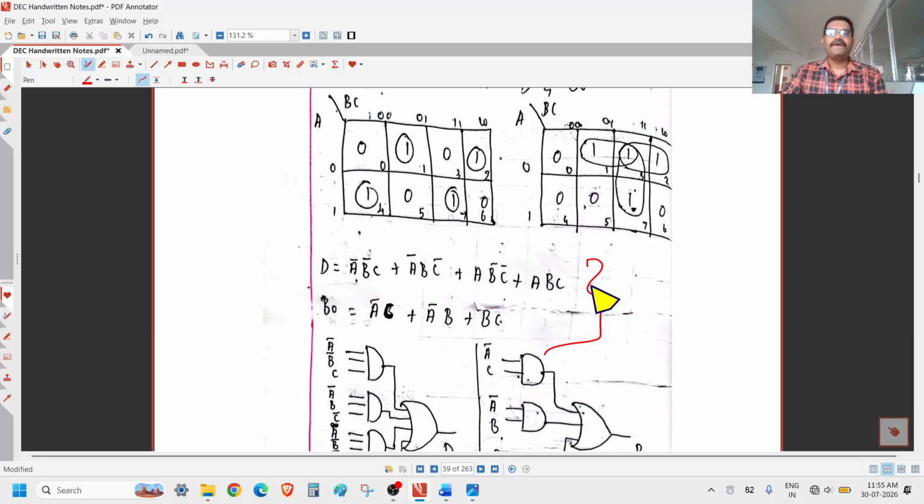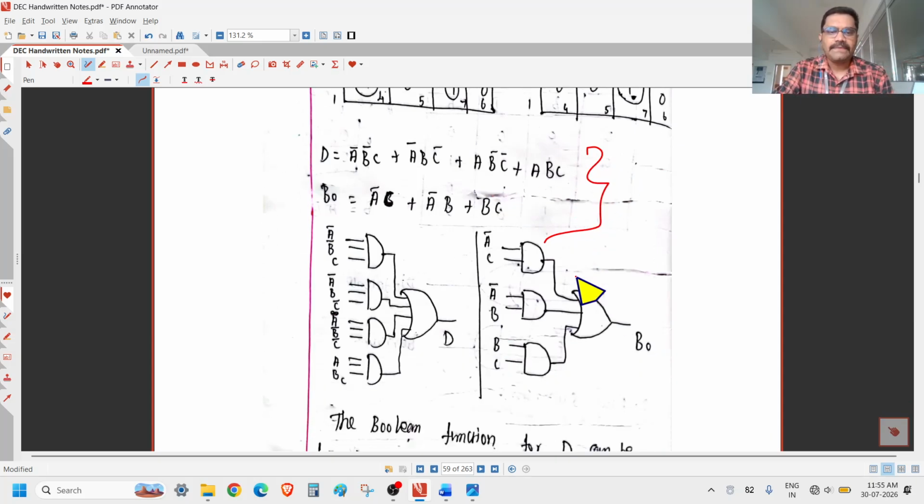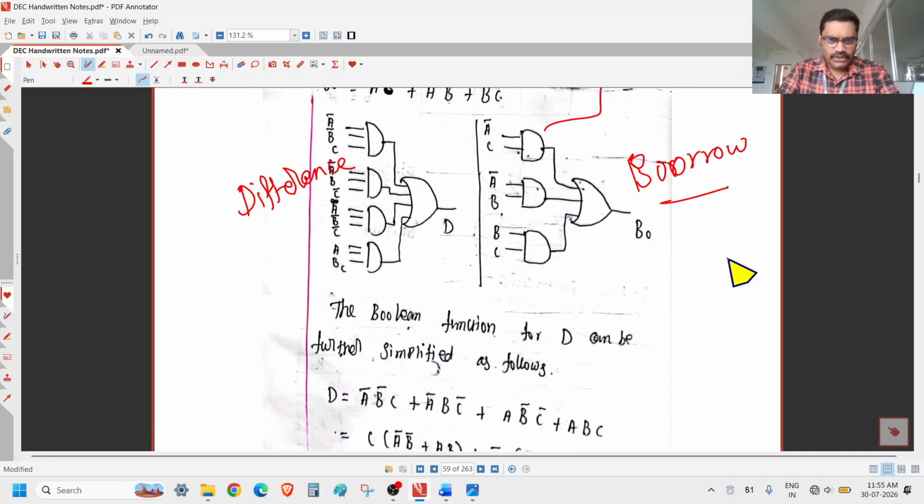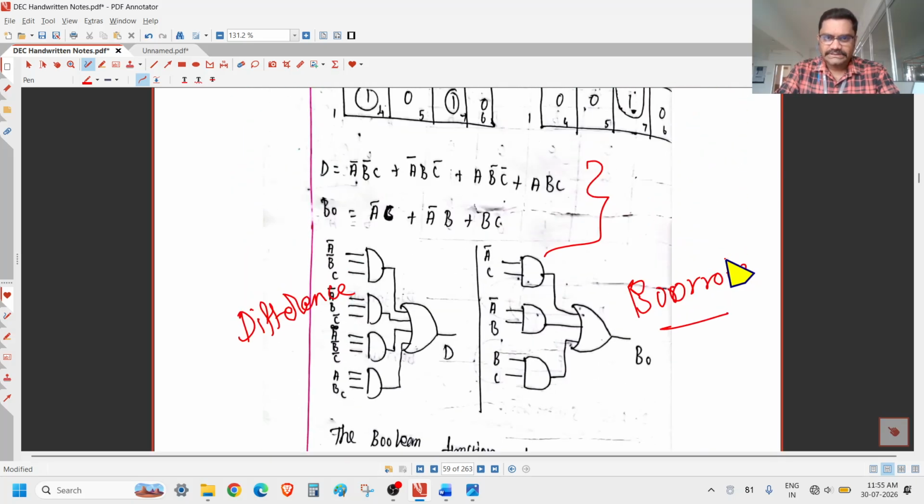Once you have the final result, the final step is to draw the logic diagram with the help of whatever gates we need. We just draw the logic gates and make the connections. So this is the logic diagram. This is for difference, and this is for borrow. And you know that the difference result is somewhat lengthy.